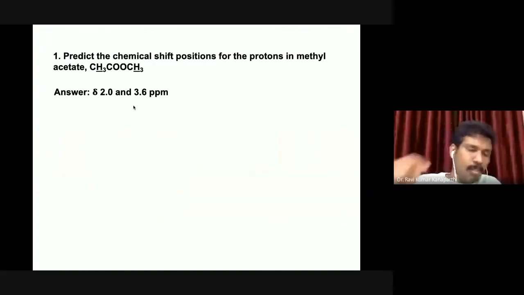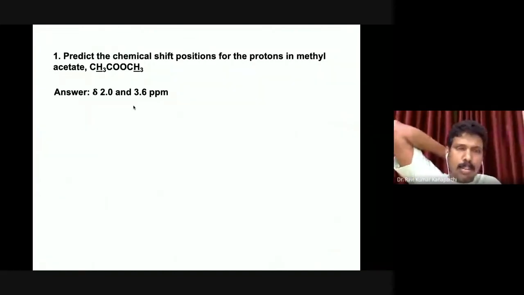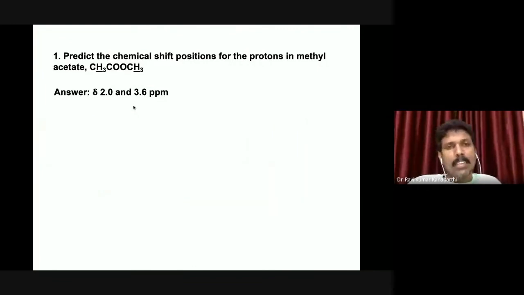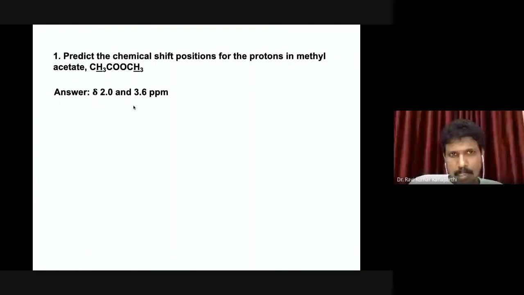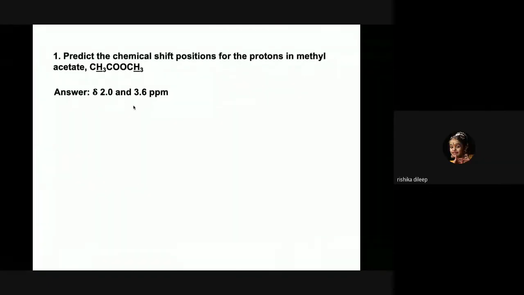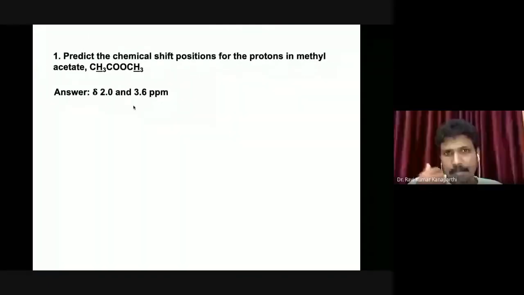Can you tell me, roll number 32? I have given 2 chemical shift values: 2.0 and 3.6. Who is roll number 32? Sir, who is 31? Rishika. Tell me, Rishika. I have given 2 chemical shift values. Can you assign what is 2? Which proton? And then 3.6 is for which proton? Very basic question. Quick.